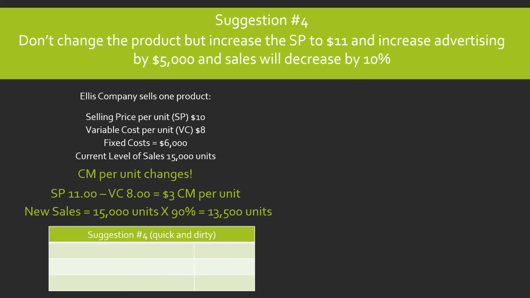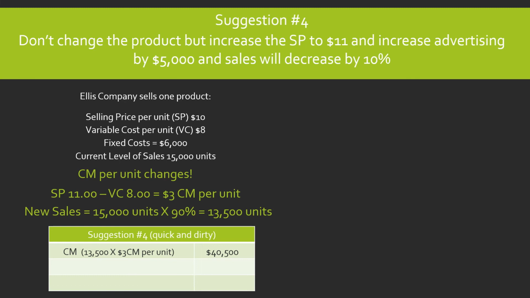Calculating my net income for this suggestion, we take total contribution margin to be the 13,500 units times the $3 contribution margin per unit and get $40,500 total contribution margin.